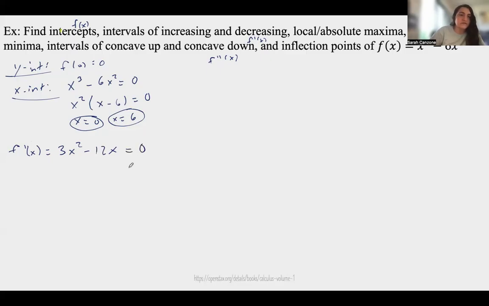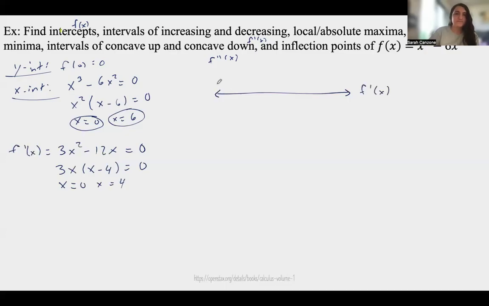And if I set that equal to 0 and solve, I can factor out a 3x, and I'm left with x minus 4 equals 0. And what I get is that x equals 0 and x equals 4. So I can now create my number line for f prime of x, and I can plot 0 and 4. And I'm going to have to test some points.